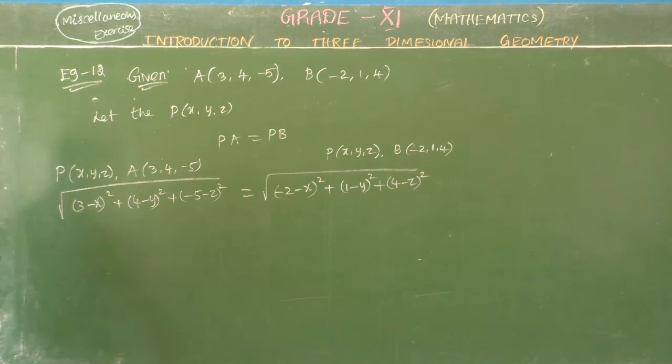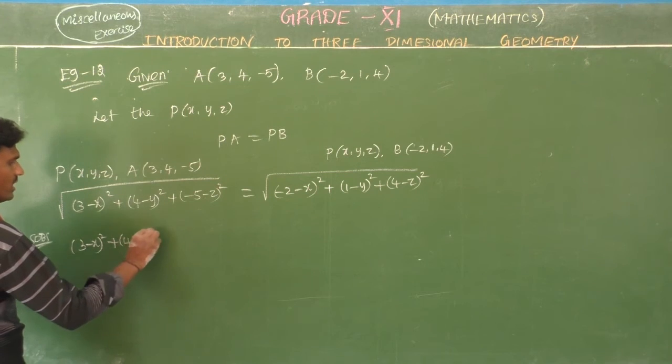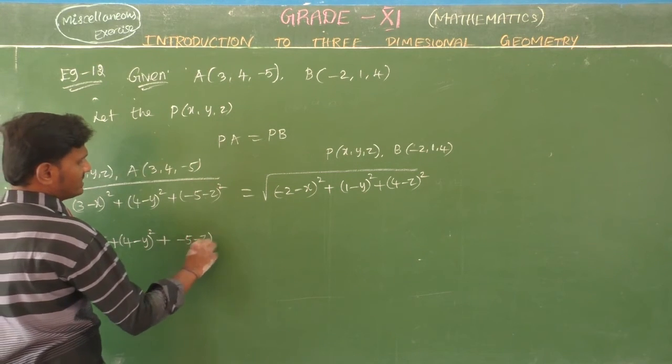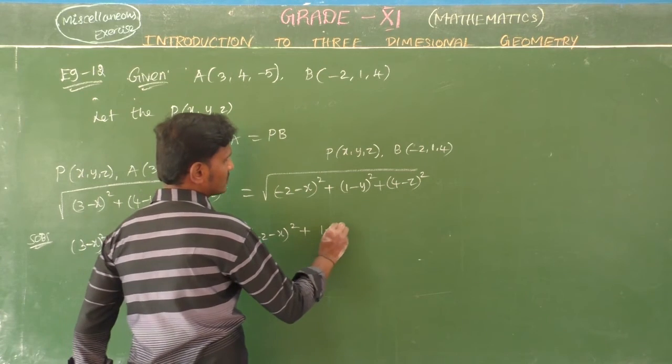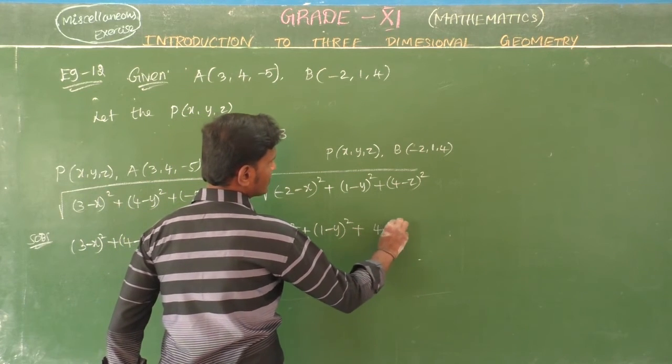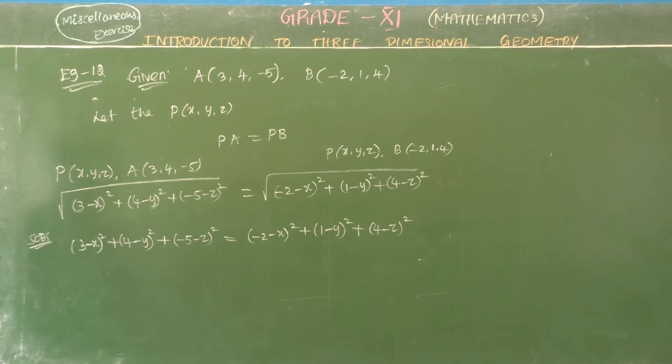Now I am going to cancel the square root by squaring on both sides, the same as the previous method. What is remaining? 3 minus x the whole square plus 4 minus y the whole square plus minus 5 minus z the whole square is equal to minus 2 minus x the whole square plus 1 minus y the whole square plus 4 minus z the whole square. So a minus b the whole square is a square plus b square minus 2ab. So 3 square is 9 plus x square minus 6x, 2ab, 2 threes are 6x.